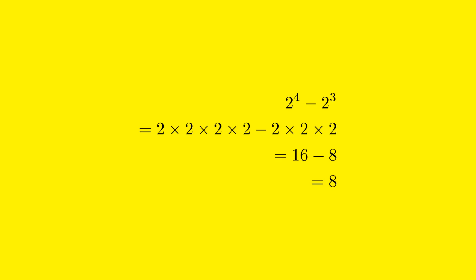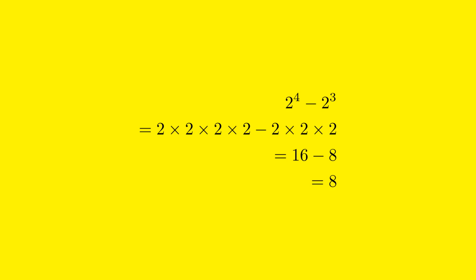To begin solving the problem of simplifying the integer exponent expression 2 to the power of 4 minus 2 to the power of 3, we first need to understand what each part of this expression means. The expression has two terms. The first term is 2 to the power of 4. This means we need to multiply 2 by itself 4 times. So it is 2 times 2 times 2 times 2. The second term is 2 to the power of 3. This means we need to multiply 2 by itself 3 times. So it is 2 times 2 times 2.